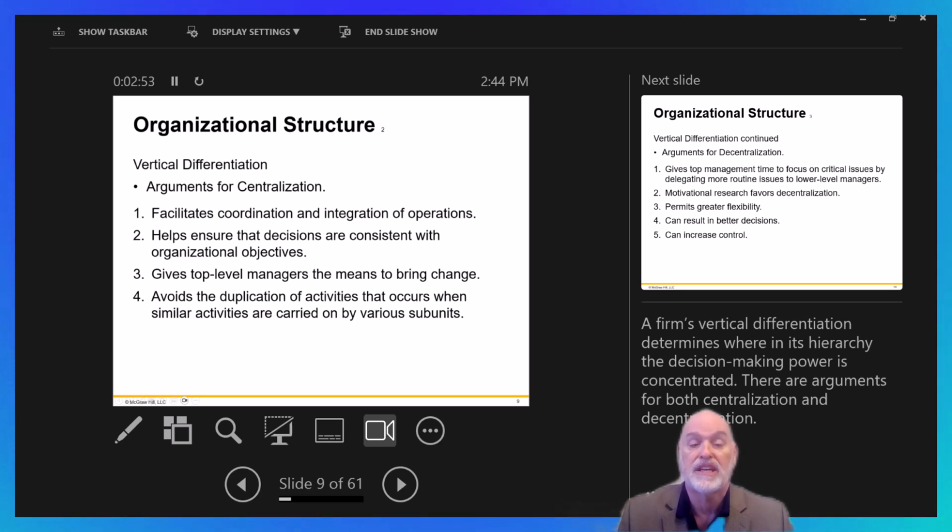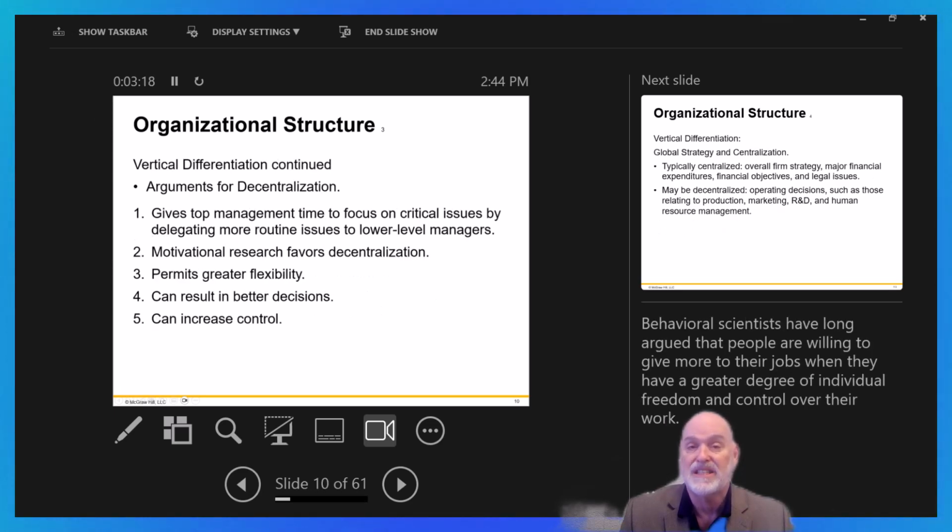Vertical differentiation: you've got arguments for centralization. It facilitates coordination and integration of operations, helps ensure that decisions are consistent with organizational objectives, and gives top-level managers the means to produce change. It avoids the duplication of activities that occurs when similar activities are carried on by various subunits.